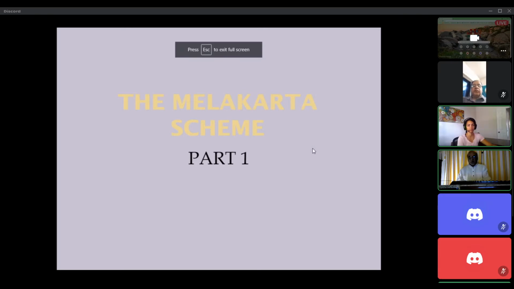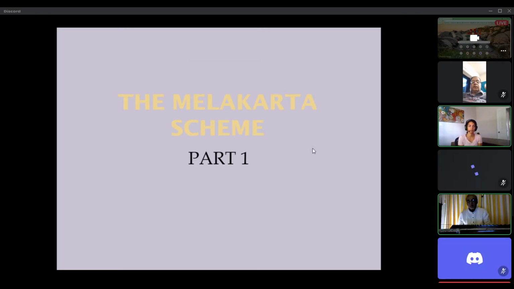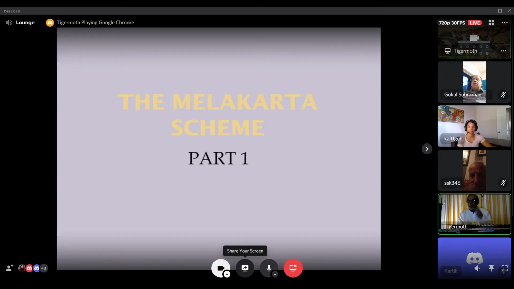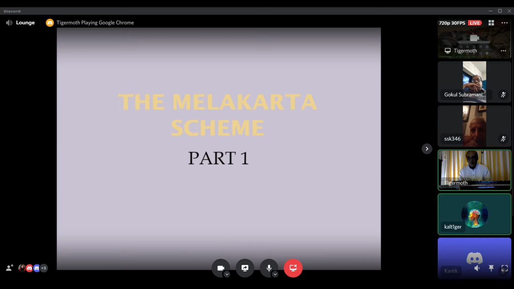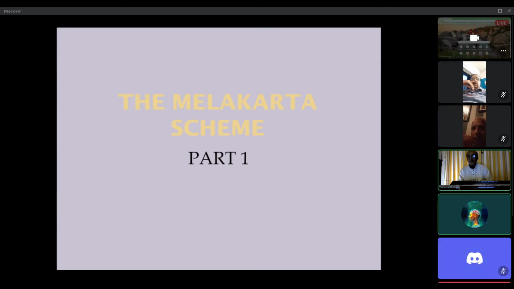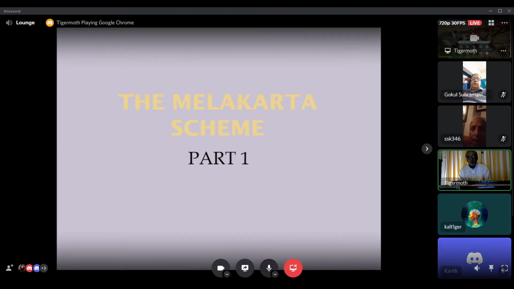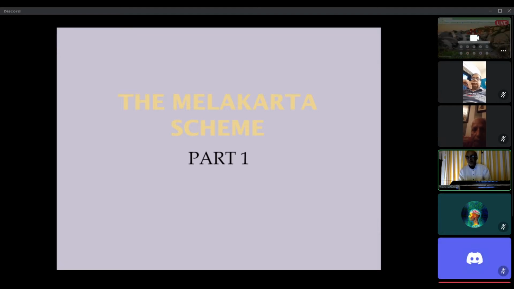Right. So today I'm going to talk about what we call the Melakarta scheme in Carnatic music. This is the basis or the framework on which our music system is built. It's going to be in two parts. So today I'm going to do part one, and hopefully down the line I'll be able to do part two. Okay. So first I'm going to share.